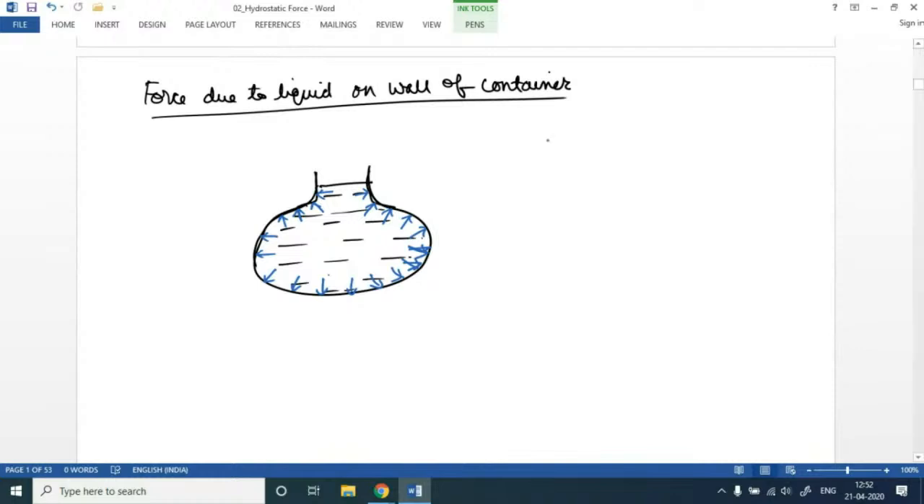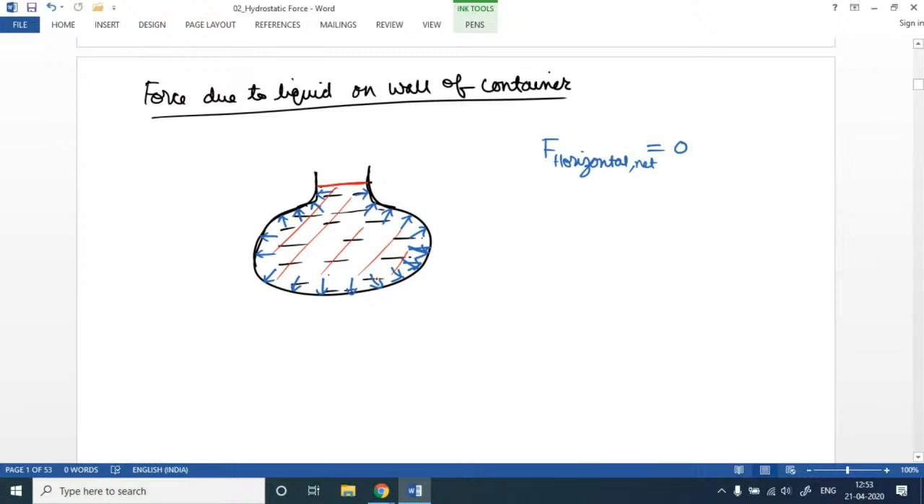So the first thing we must realize: F horizontal is equal to 0. The force exerted by the liquid on the wall of container in horizontal direction, net force, is going to be 0, considering the equilibrium. Now if we consider the vertical direction, let's try to write the equation of equilibrium of this element of liquid, which is inside the container, in vertical direction.